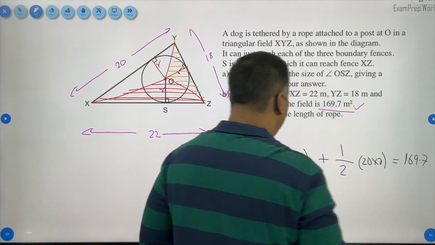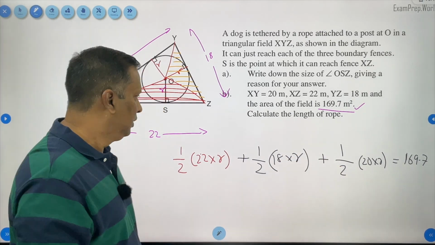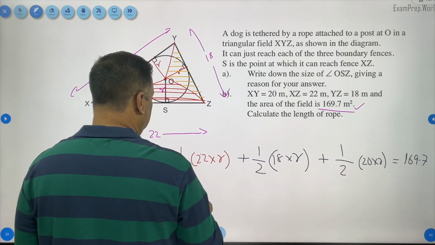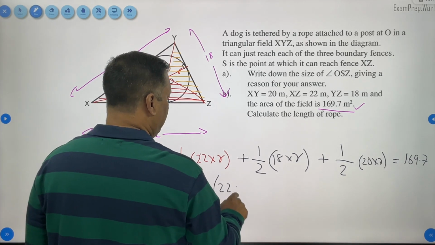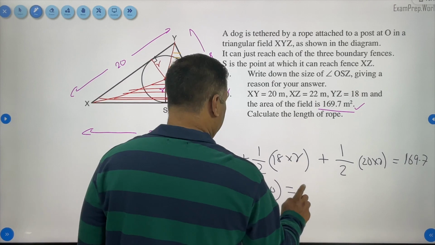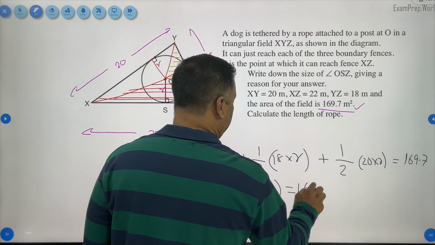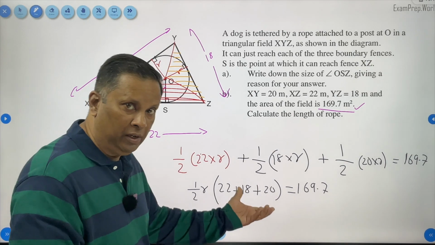169.7. Now what is the unknown variable? R, and you have all the numbers here. So I can make it very simple. Half R I am going to take common. (22 + 18 + 20) equals 169.7. Right? A little bit of algebra.